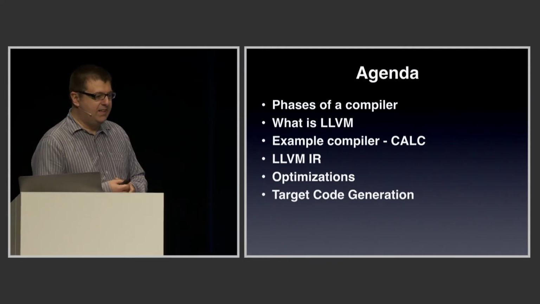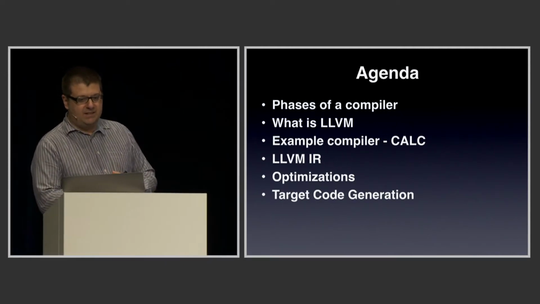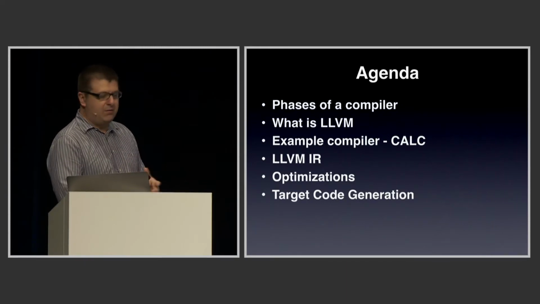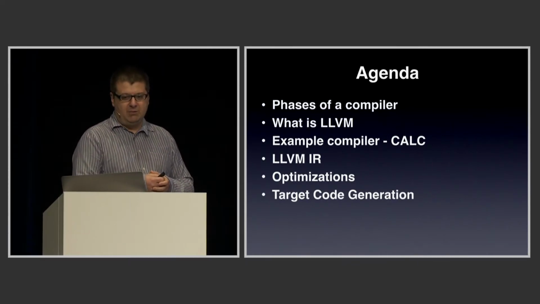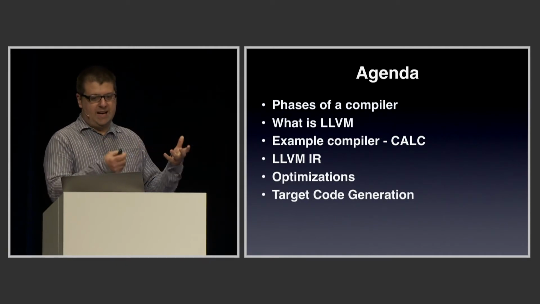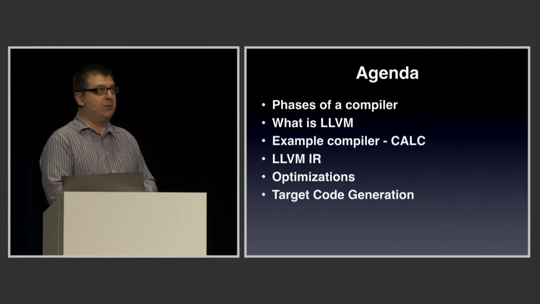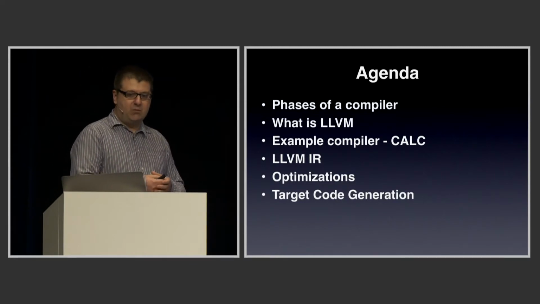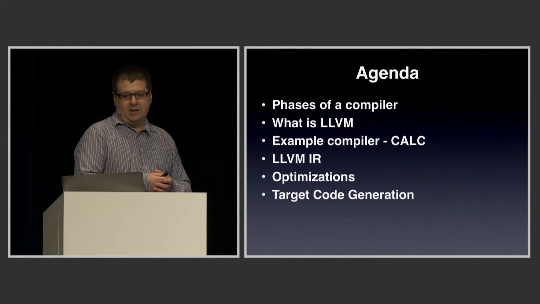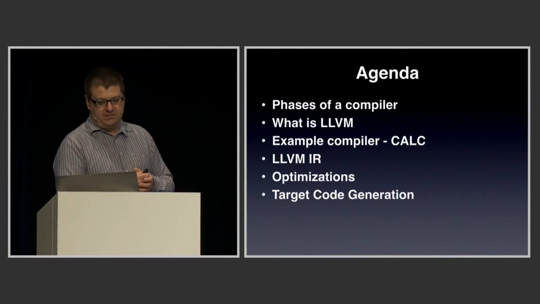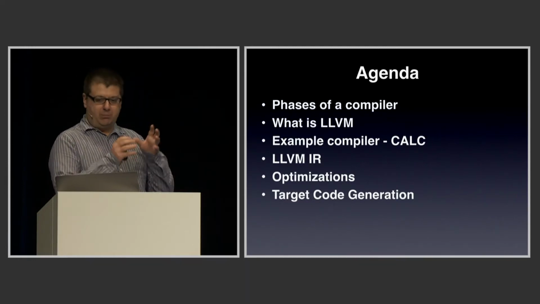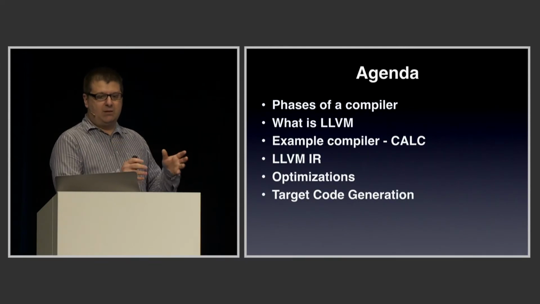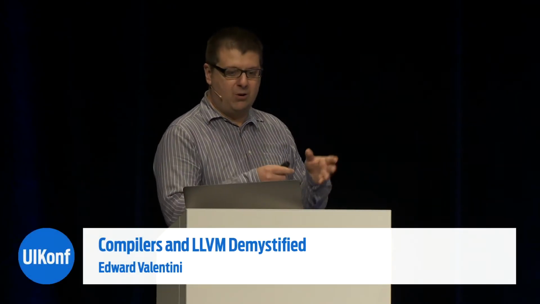OK, so today, I want to review the phases of a compiler. I want to talk about what LLVM is, what parts of a traditional compiler it replaces or augments, and then we're going to invent our own language called Calc, which is a very simple language for evaluating arithmetic expressions. In particular, we'll look at something called LLVM IR, which is an intermediate assembly-like representation, which is what we're going to use to generate. And then once we have that IR, we'll take a brief look at some optimizations, and we'll look at target code generation. And I hope you guys had some coffee at the last break, because it's a very code-intensive talk.